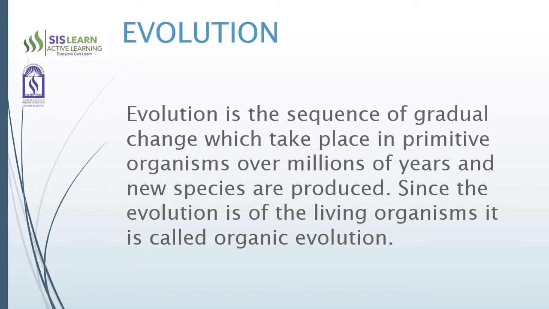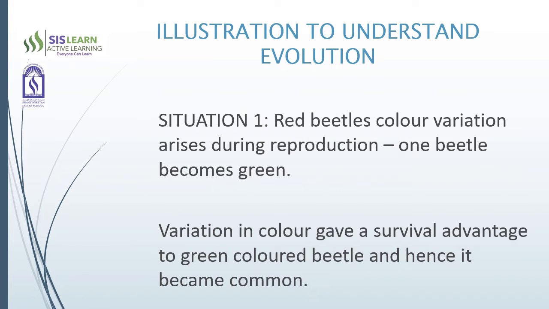Evolution is the sequence of gradual change which takes place in primitive organisms over millions of years and new species are produced. Since the evolution is of the living organisms, it is called organic evolution. Red beetles' color variation arises during reproduction. One beetle becomes green. Variation in color gave a survival advantage to the green-colored beetle and hence it became common.